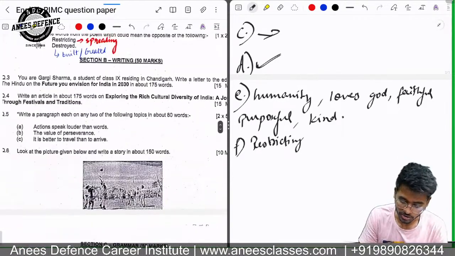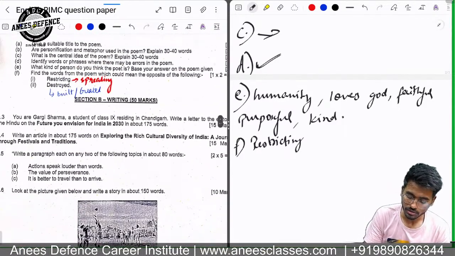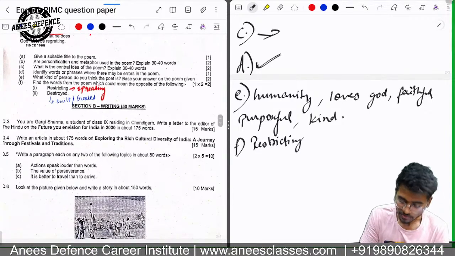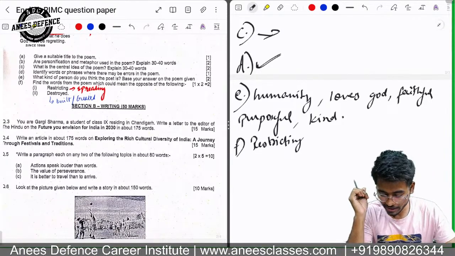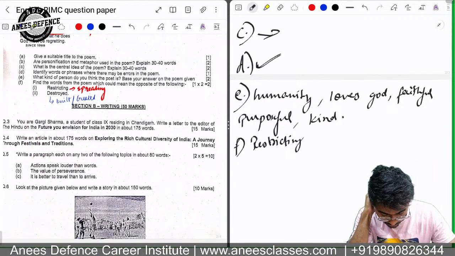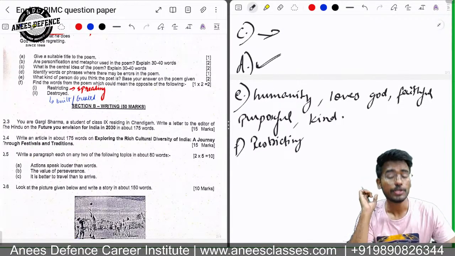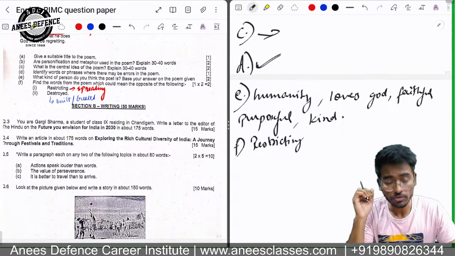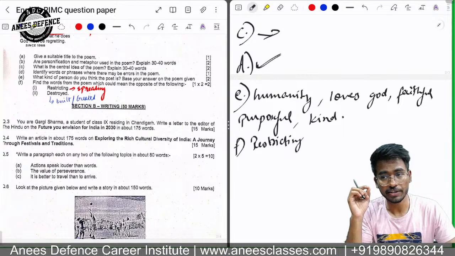Okay. So the section B is writing. So here the question is, you are Gargi Sharma, a student of class 9th residing in Chandigarh. Write a letter to the editor of The Hindu on the future you envision for India in 2030, about 175 words. If you see, this question is for 15 marks and you need to write a proper letter in 175 to 180 words.